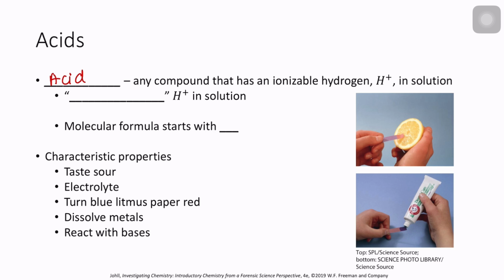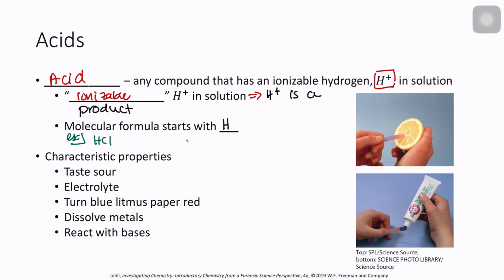And when we say ionizable hydrogen, we mean H+ in solution. Ionizable hydrogen in solution just means that when the substance dissolves in water, H+ is a product. For this class, you just need to be able to recognize an acid, and you can do that because the molecular formula starts with H.